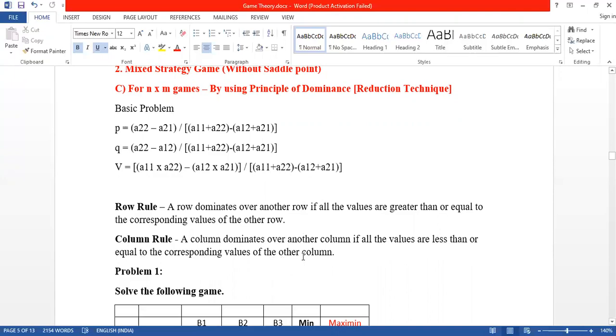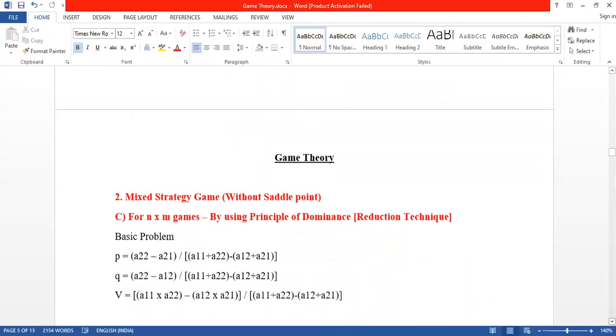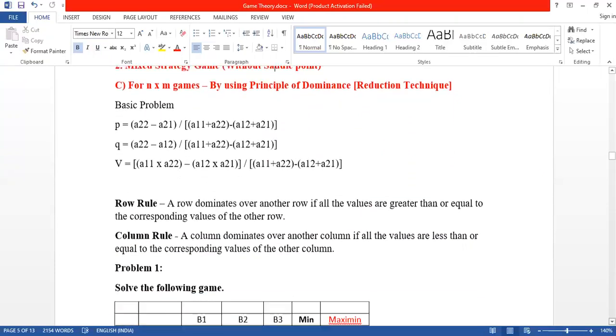In case of column, the relationship reverses: from greater than, it becomes less than or equal, right? So if I find a column whose all the values are either less or equal to the corresponding values of another column, then the first column dominates over the second, right? Keeping in mind these two rules, we will move forward.